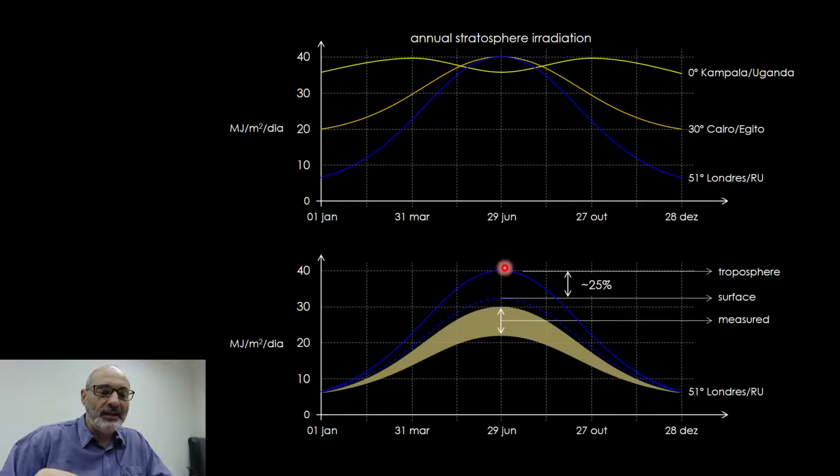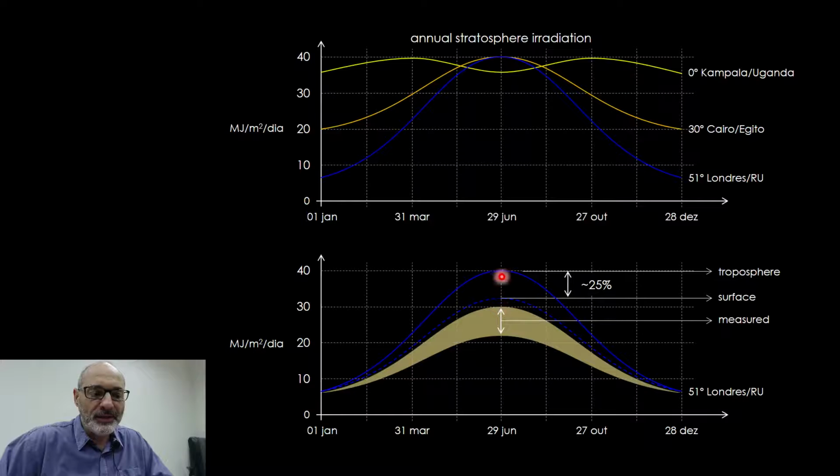Now let's take a look at what happens at the surface, because our solar power plant is not going to be built in orbit, it's going to be built on the surface of the Earth. So just for you to see, let's take this blue curve here. This is what arrives at the troposphere.